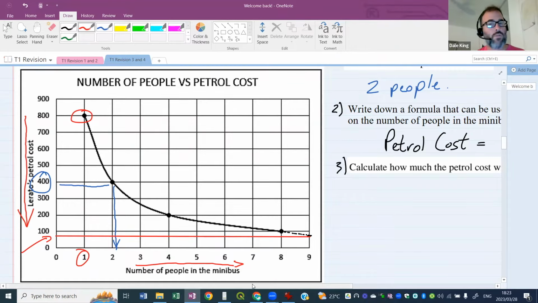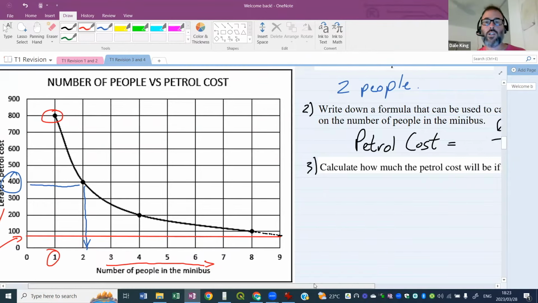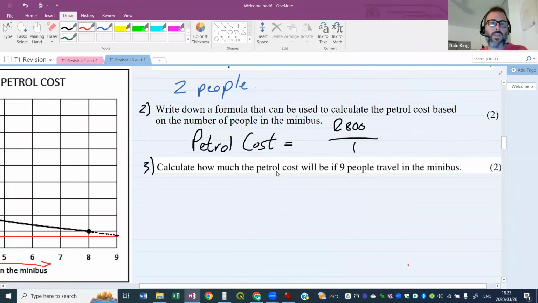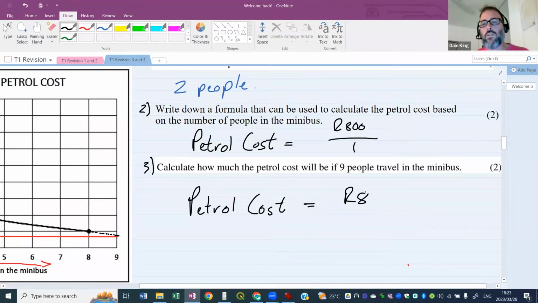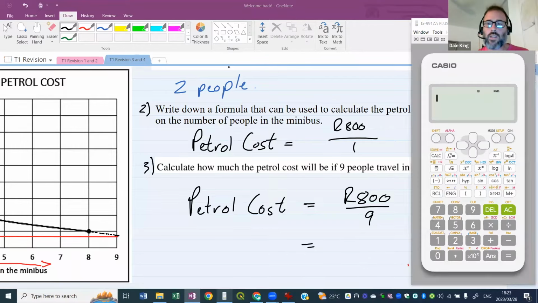The line isn't drawn, so you'd want to use the graph like this, but in this case, the formula is actually going to make it a lot easier for us to find. And you guys have got answers already. So let's use the formula. So the petrol cost using our formula is 800 Rand divided by 9. That's the number of people. All right. And we're going to get the calculator to do the work for us. I'm sure you guys did that. So we've got 800 divided by 9.